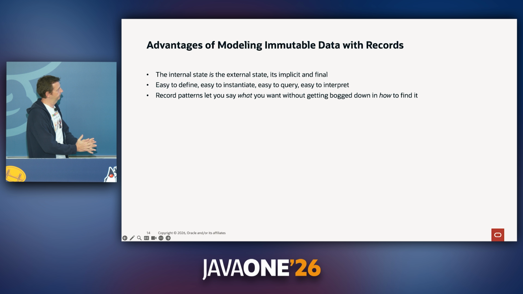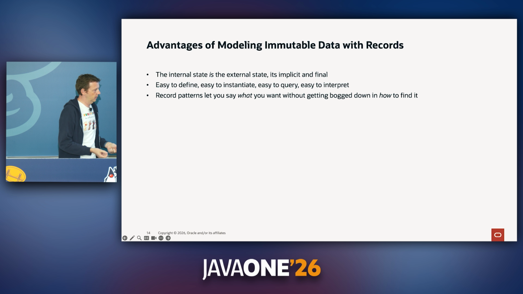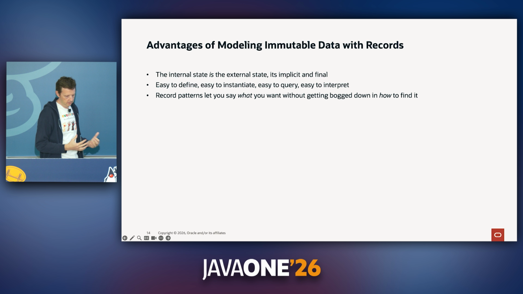Some advantages of using records. Immutable state is the external state. It's implicit and it's final, and you get all that automatically. It's easy to define, easy to instantiate, easy to query, easy to interpret. So with patterns, you can query it. Anybody who's looking at it can say, oh, I know what that represents. It has this name and it has these two components, and that's what the data is. And as I said, you can say what you want without focusing so much on how to get to it.